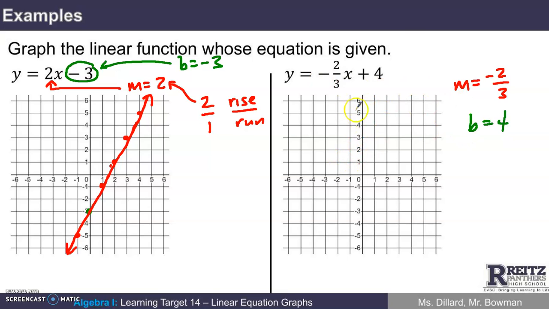Our graph should have a y-intercept of 4 right here. From that point, I should be able to go down 2 and right 3. Down 2 and right 3. And I can do it again, down 2 and right 3. I can even go up 2 and left 3 to hit that pattern as well. And all of these points and everything in between represent that linear function. So there's a pretty good sketch of that function.